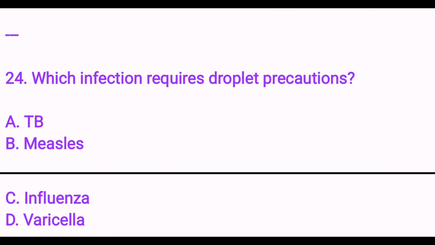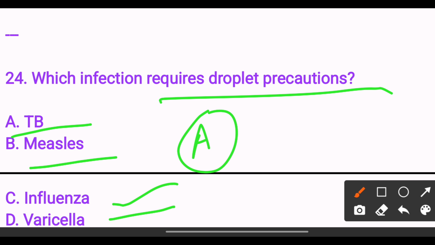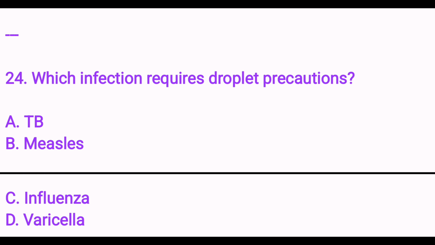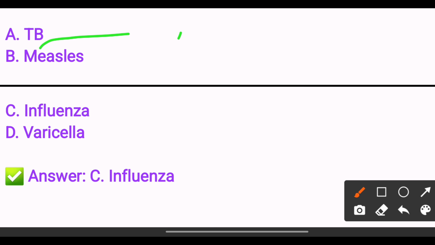Which disease requires droplet precaution? Option A TB, option B measles, option C influenza, option D varicella. The answer is option C influenza. For TB we have to take the airborne precaution.